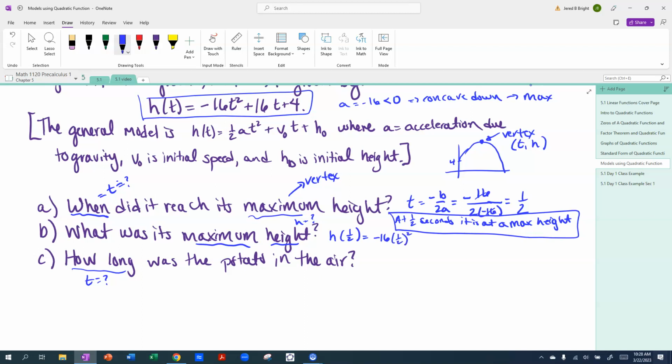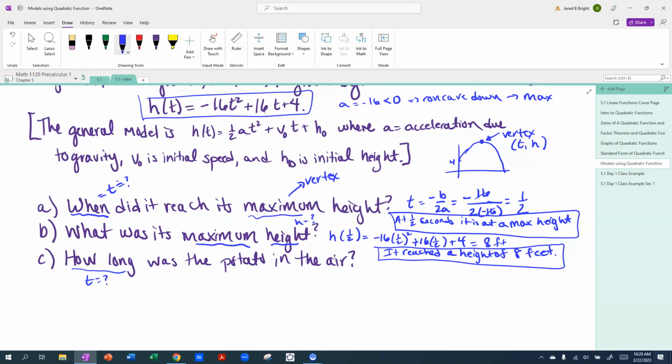So we have -16 times 1/2 squared, plus 16 times 1/2, and then all plus 4. Okay, so let's do the arithmetic. I can do it mentally. 1/2 squared is 1/4, so this is -4, and then plus 8 would be +4, and +4 again would be a total height of 8 feet. Okay, it reached a height of 8 feet. So there we go.